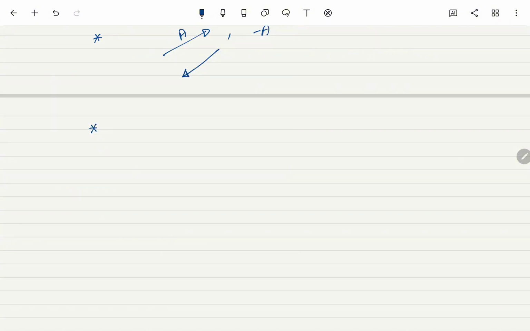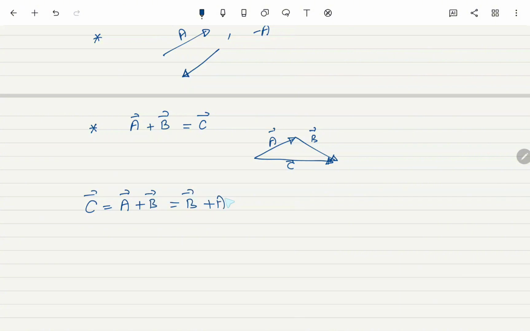Now the sum of two vectors is a new vector defined as C. So if you add vector A plus vector B, the resultant is a new vector called C. Now if this is A, from the head of A we draw B, and tail to tail, head to head, this vector is called C. So this is A, this is B, and this is vector C. Vector addition is commutative, which means C as a vector equals A plus B, which equals B plus A. So this procedure is called commutative.